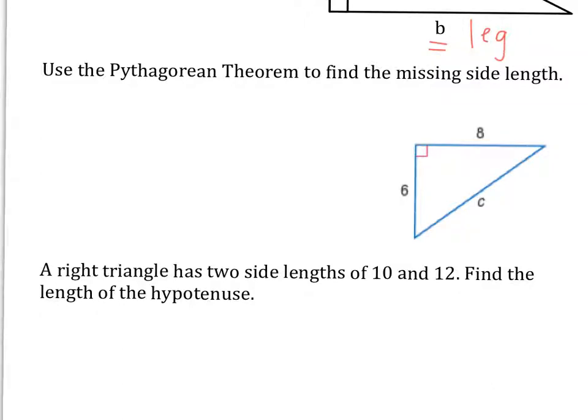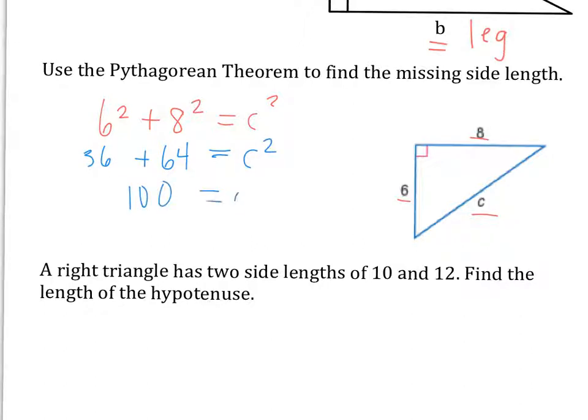So let's take a look at this first example. Use the Pythagorean theorem to find the missing side length. So here we have two sides, 6 and 8, and we need to find the hypotenuse, which is c. So here I'm going to say 6 squared plus 8 squared equals c squared. And so 6 squared is 36, 8 squared is 64, and so that equals c squared. And so 100 equals c squared.